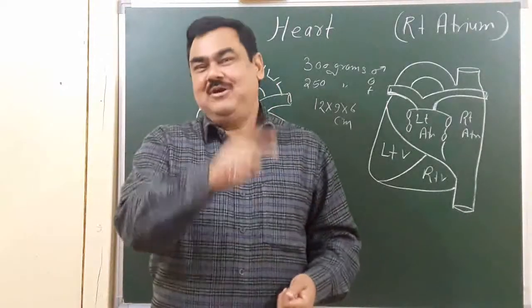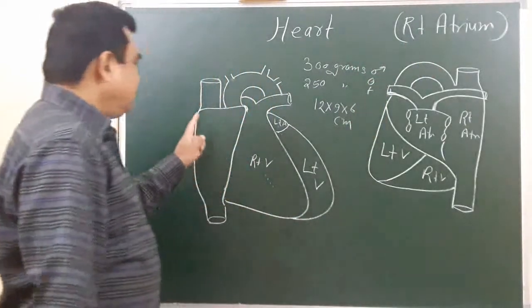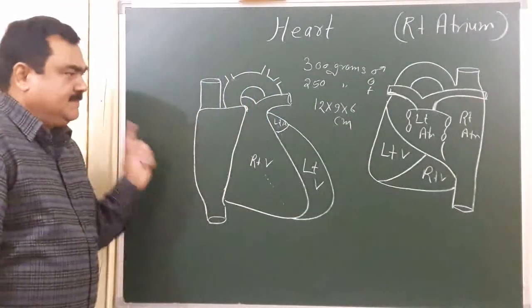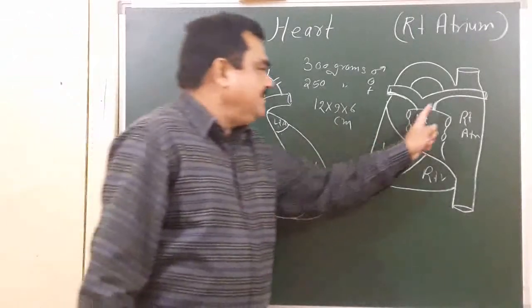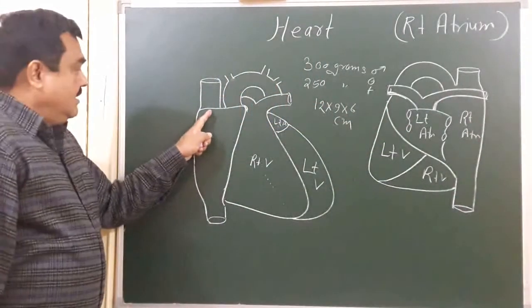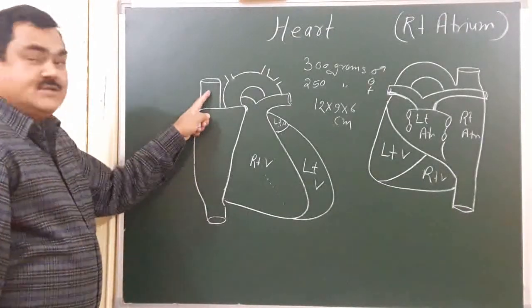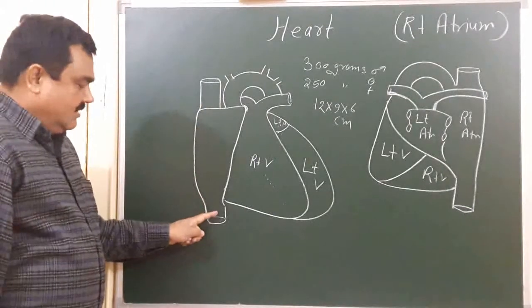Yes, now we'll discuss the right atrium. This is the right atrium here in this diagram, and in this diagram this is the right atrium here. It has an upper end and a lower end. The upper end communicates with the superior vena cava, and the lower end with the inferior vena cava.